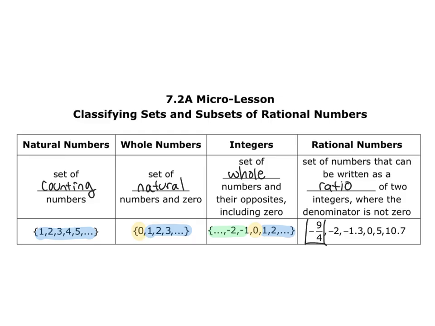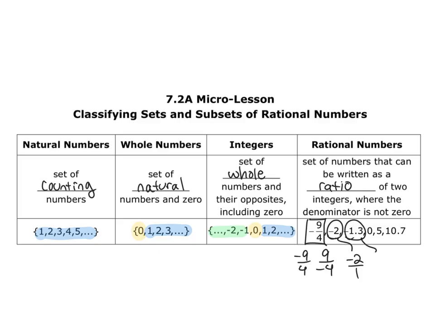So -9/4, that could be a ratio of -9 and 4. It could also be a ratio of 9 and -4. That would be equivalent, right? So -9/4 could be either of those. What about -2? You might be saying, well, that's not a ratio. It could be, though. It could be -2/1.